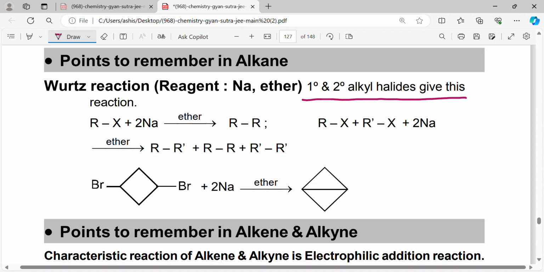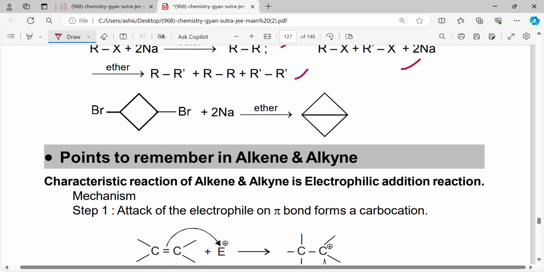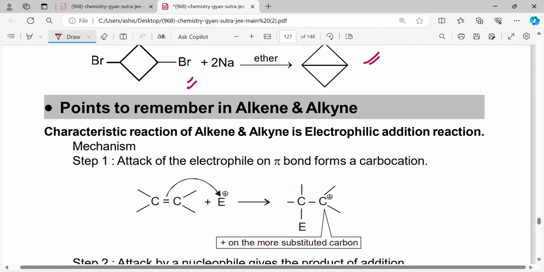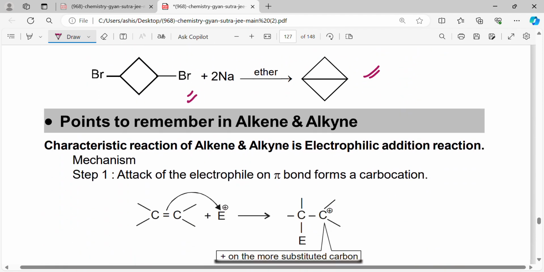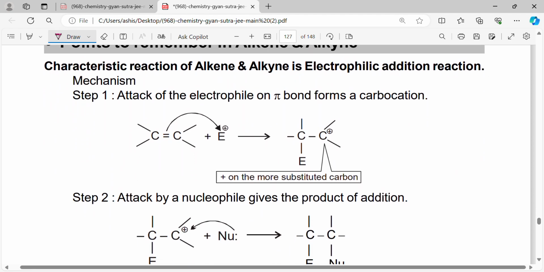Then some points to remember in alkanes. That is called the Wurtz reaction. 1 degree or 2 degree alkyl halides give the reaction, in which the alkyl halide reacts with sodium in the presence of ether, and you will get this type of compound. This is not a suitable method for the preparation of odd number carbon alkanes. Suppose we are using this one, we will get a bicyclo compound.